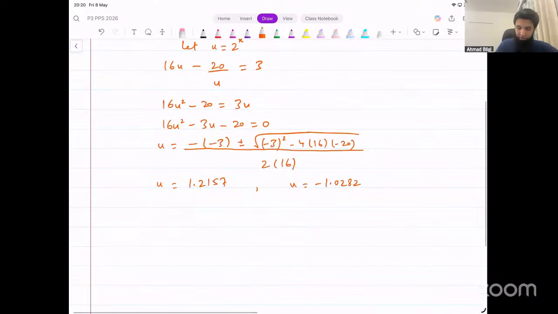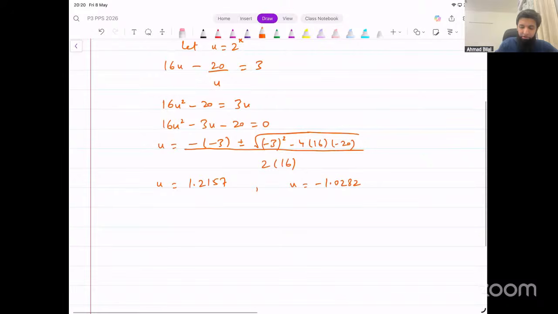Let's now put that substitution back. 2 raised to power x is equal to 1.2157 or 2 raised to power x is equal to minus 1.0282. Now, this is not possible. If you take log on both sides, you will get an error from this. So you say this is not possible.